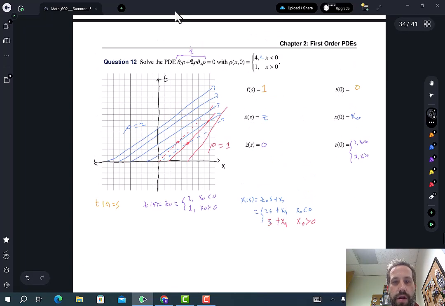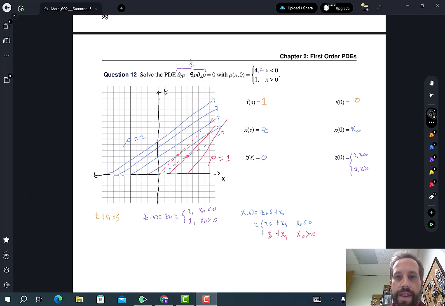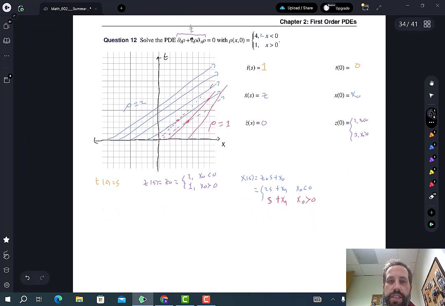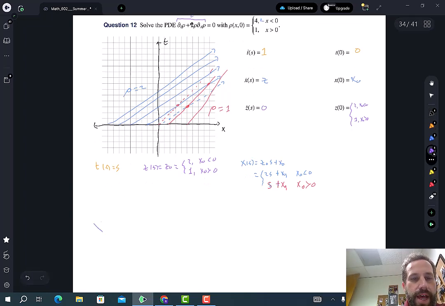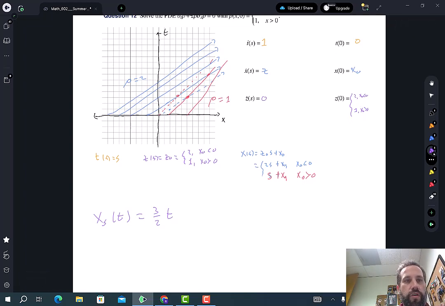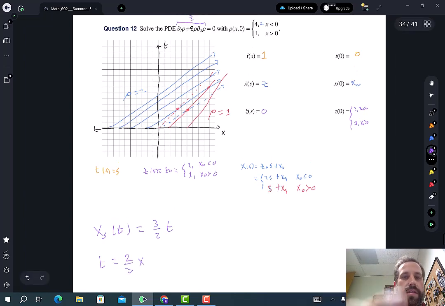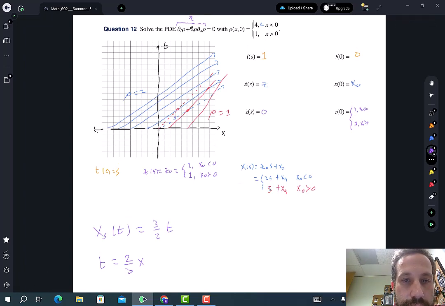So I look up here. What I want to do that I think I didn't do in the video is actually sketch the location of the shock wave. So the shock wave, I'll do that in purple. x_s of t is equal to 3 halves t, or thinking about this as the vertical variable being a function of the horizontal variable, t is equal to 2/3 x. So I'm going to go over 3 and up 2. This is going to be the location of the shock.